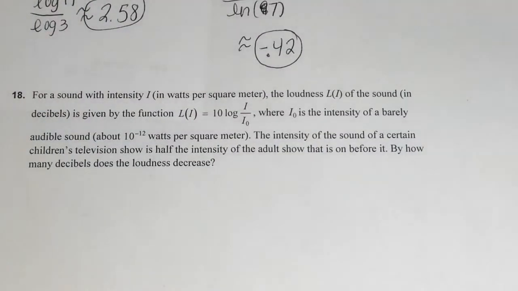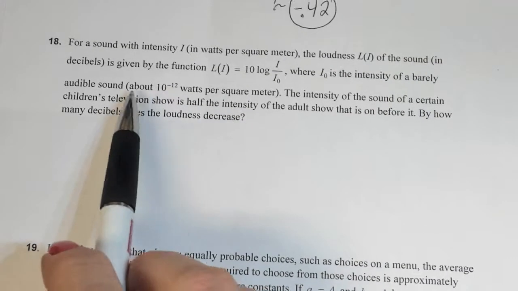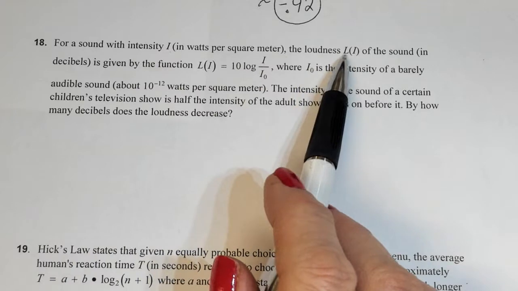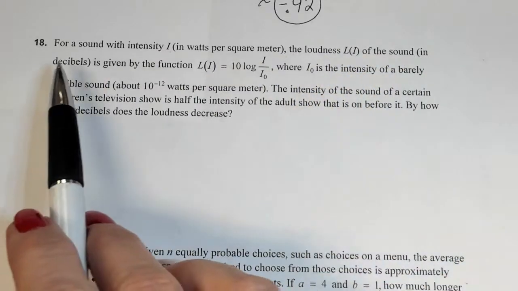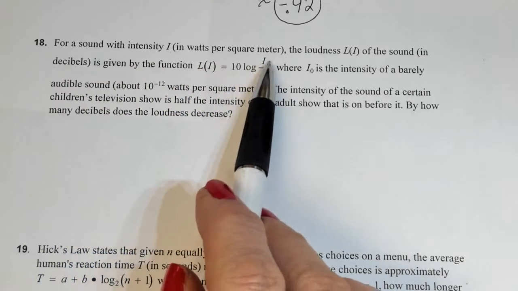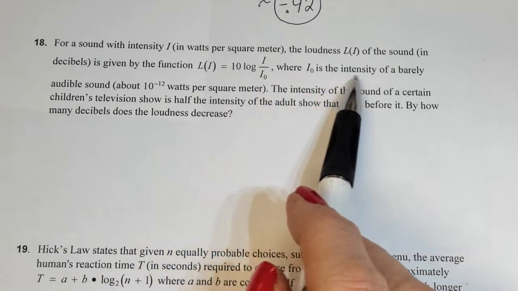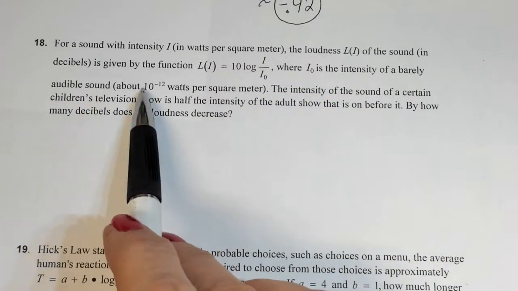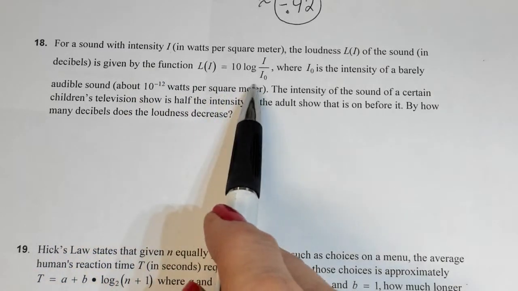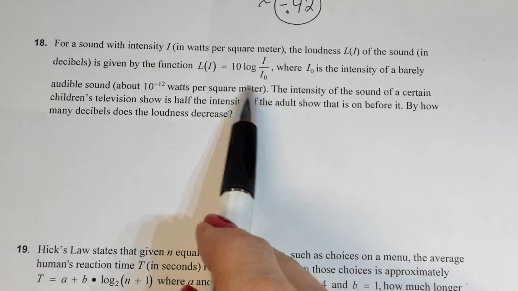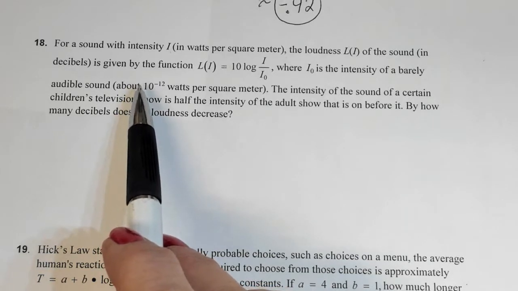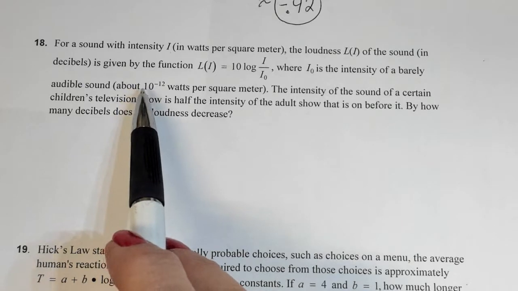All right, let's look at some application problems. Number 18, it says for a sound with intensity I in watts per square meter, the loudness, L of I, of the sound in decibels is given by the function L of I equals 10 log I divided by I sub O, where I sub O is the intensity of a very audible sound, about 10 to the negative 12 watts per square meter. We hardly ever have like complete silence. You're always going to hear something. So this will be something that you can just barely hear. Completely quiet, it might just be like the sound of the furnace running.